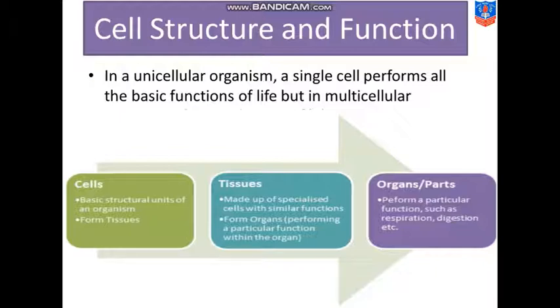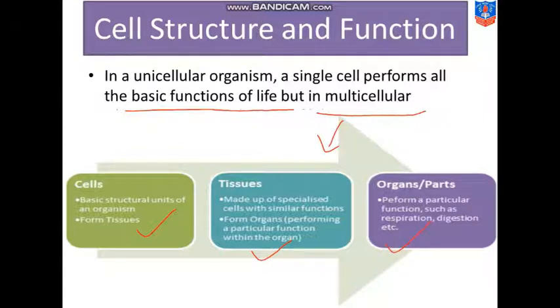Now, each organ is further made up of smaller parts called tissues. Very important: a tissue is a group of similar cells performing a specific function. In a unicellular organism, a single cell performs all the basic functions of life. But in a multicellular organism, cells, which are known as basic structural units of an organism, and cells of the same type form tissues. Then, tissues made up of specialized cells with similar functions form organs performing particular functions, such as respiration, digestion, etc.